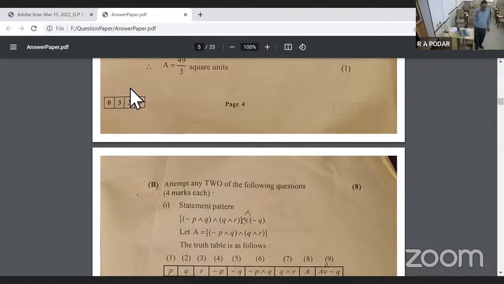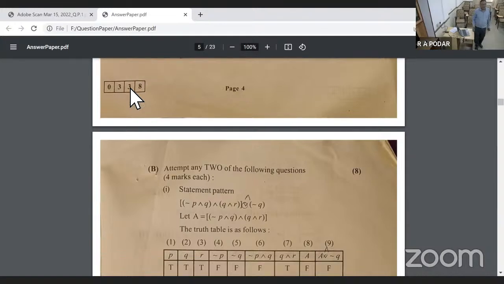If you are a topper and not writing the square unit, they may cut 1 mark. Okay. So next one we will see.